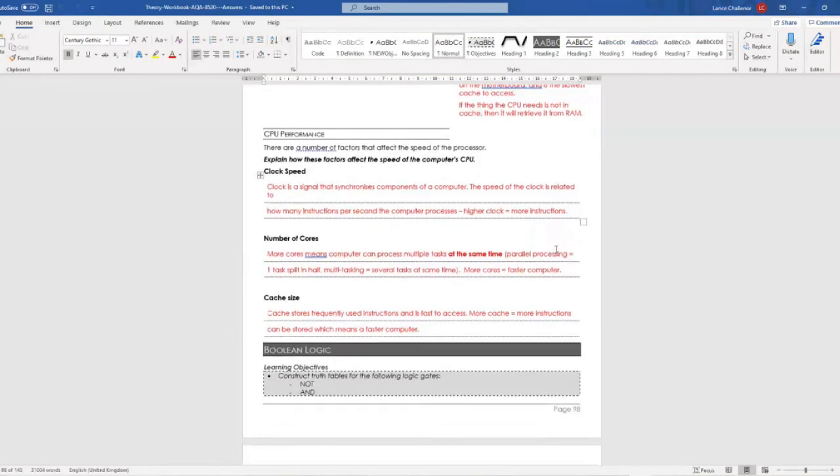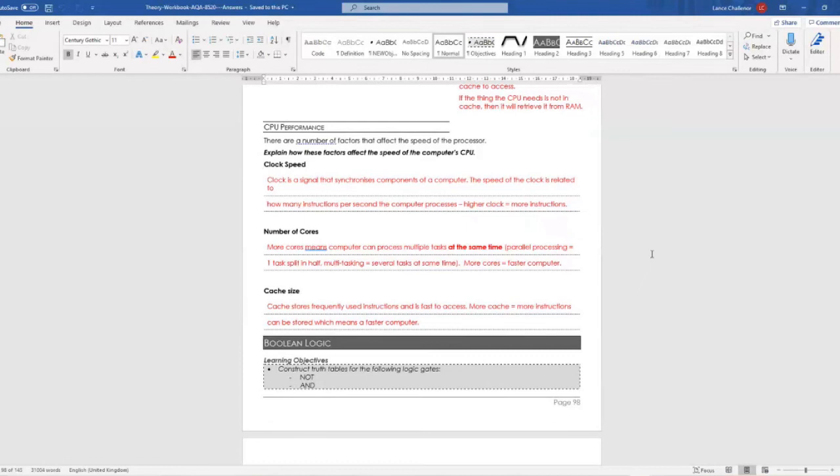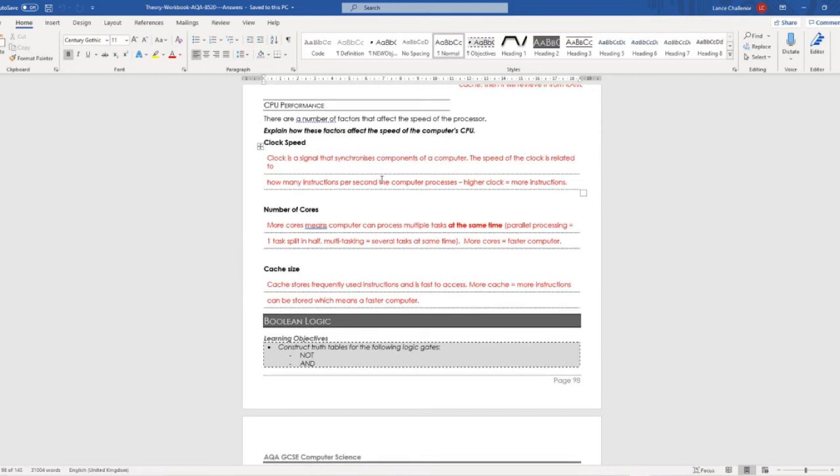Right, so explain three factors. No, explain how these factors, there are a number of factors that affect the speed of the processor. Explain how these factors affect the speed of the computer's CPU. Right, so clock speed: the faster the clock speed, the more instructions per second that the CPU can perform. So the faster it's going to be.